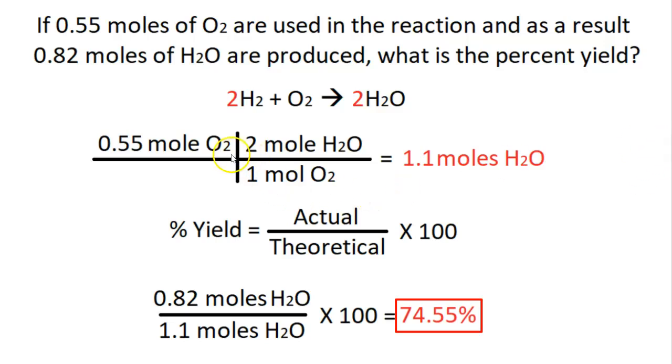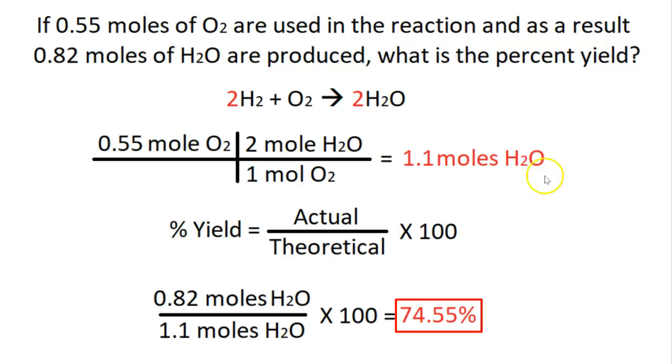We always start with what we know, so we know that we have 0.55 moles of O2, and we want to figure out, using stoichiometry, how much H2O that should be able to make. If we have O2 on top, we want O2 next at the bottom. For every 1 O2, there are 2 H2Os, so 2 moles of H2O. Once we multiply and divide our numbers, so 0.55 times 2 divided by 1 gives us a theoretical yield of 1.1 moles of H2O. So in a perfect world, theoretically, 0.55 moles of O2 should produce 1.1 moles of H2O.